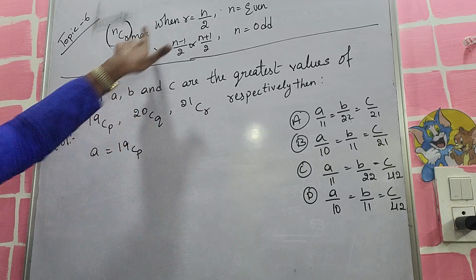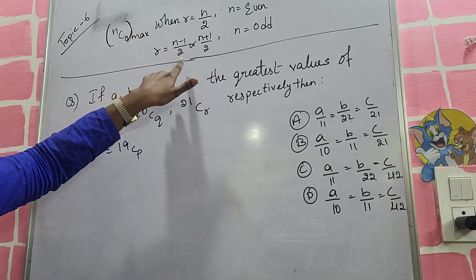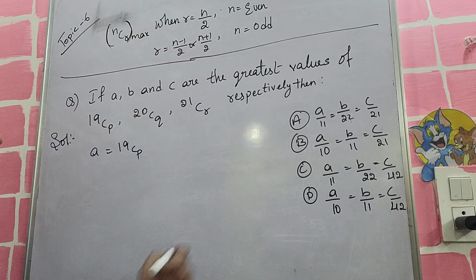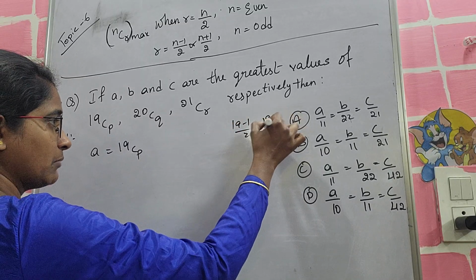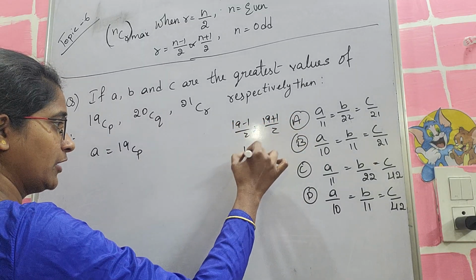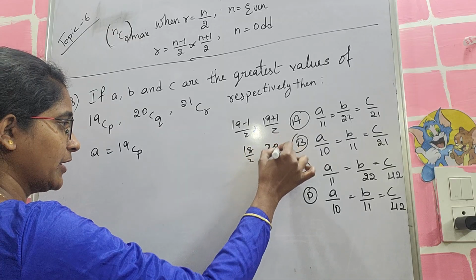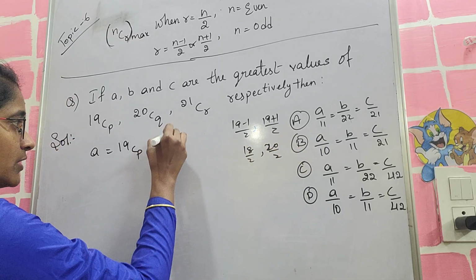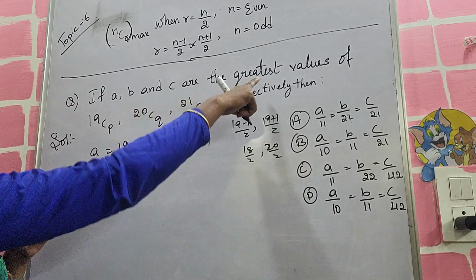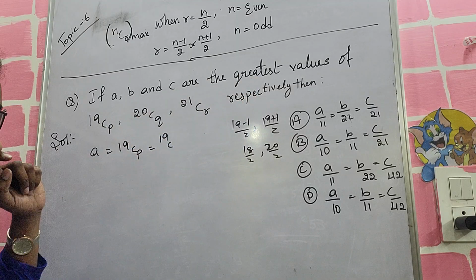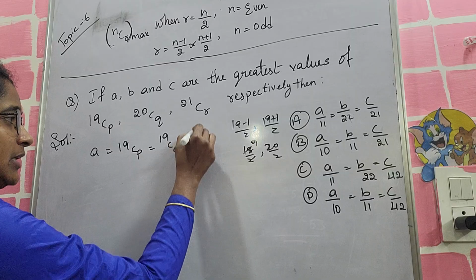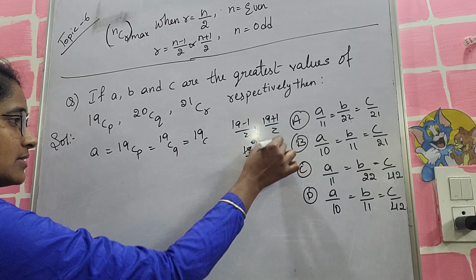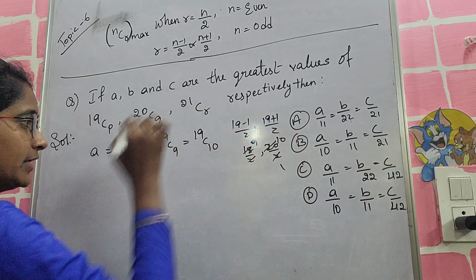If n is odd, then I can take (n minus 1) by 2 and (n plus 1) by 2. So 19 minus 1 by 2 and 19 plus 1 by 2. So this will become 18 by 2 and this will become 20 by 2. So that will be 19C9, the greatest value, right? 9 it is, so A equals 19C9. This is 10, so 10 you write here.